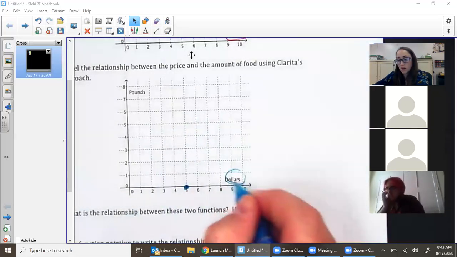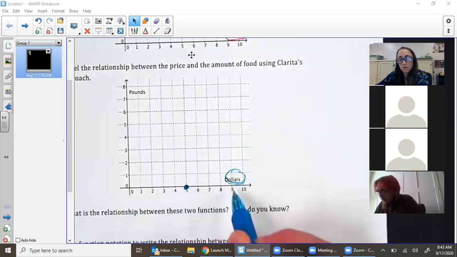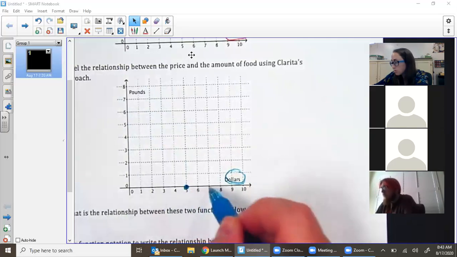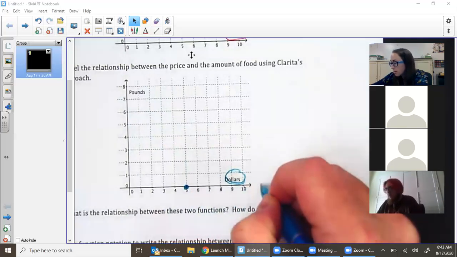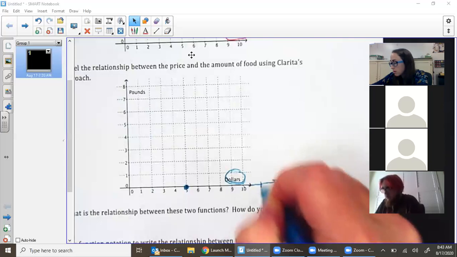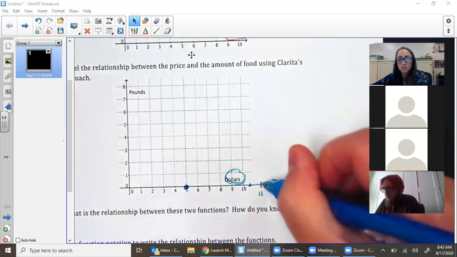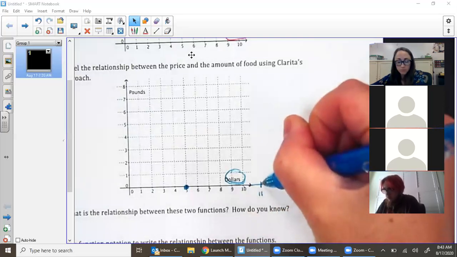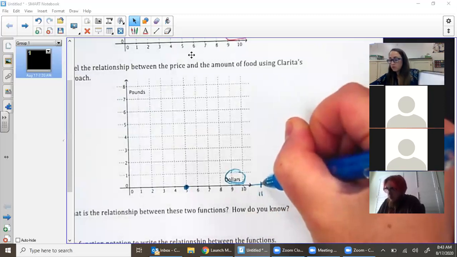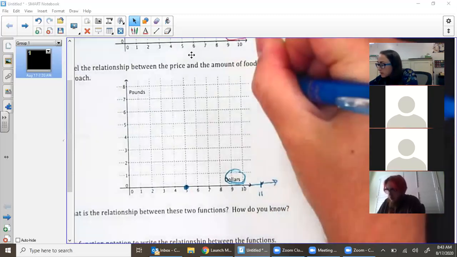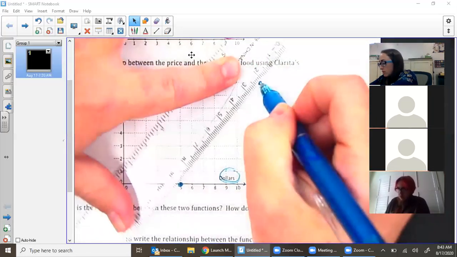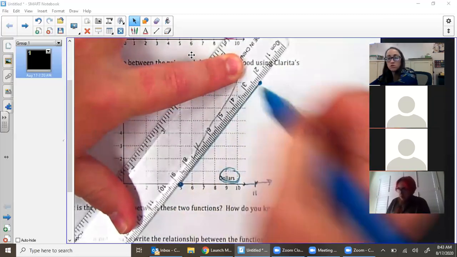Again, anytime it's talking about dollars, we want to move on the x-axis for Clarita, and then pounds would be on the y-axis. So 1, 2, 3, 4, 5. I'm going to add 11 right here. So that's going to be $6 this way. And then 8 pounds would go which direction? Up. Good. So I'm going to go up to 8, and then I'm going to use my straight edge again to connect those.